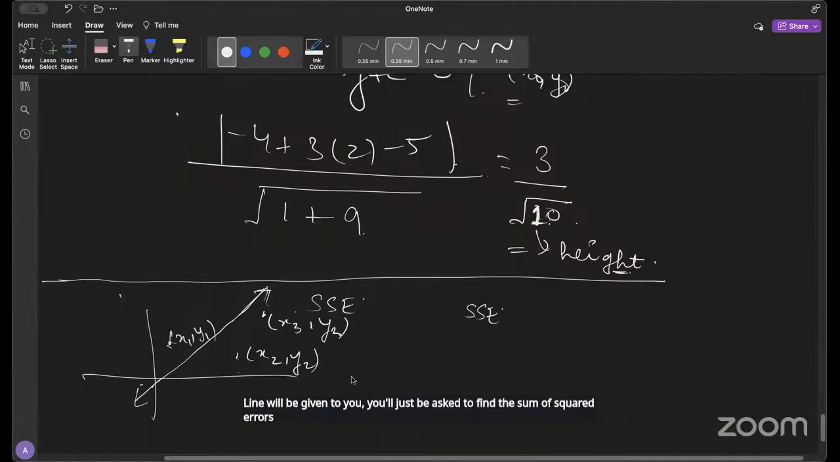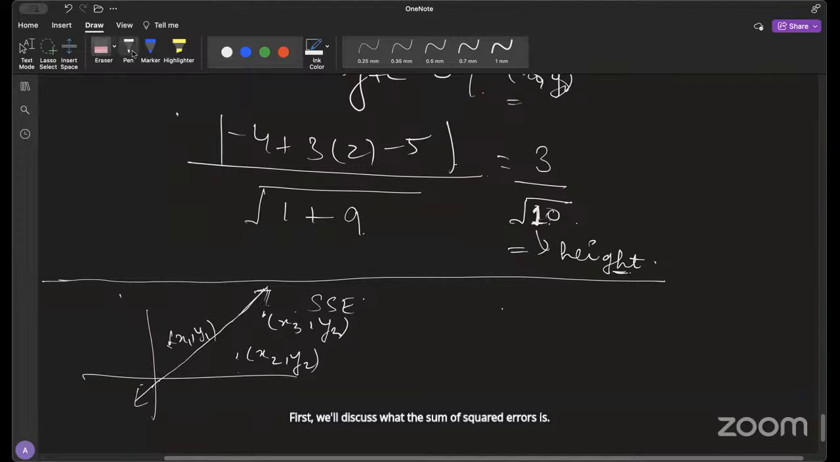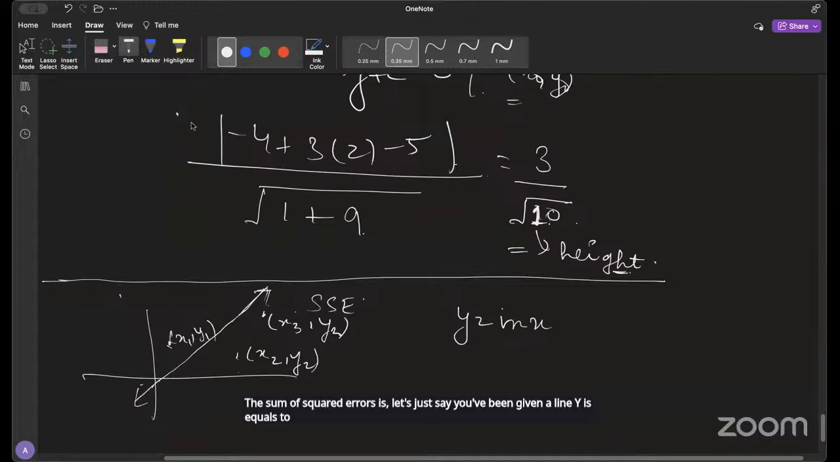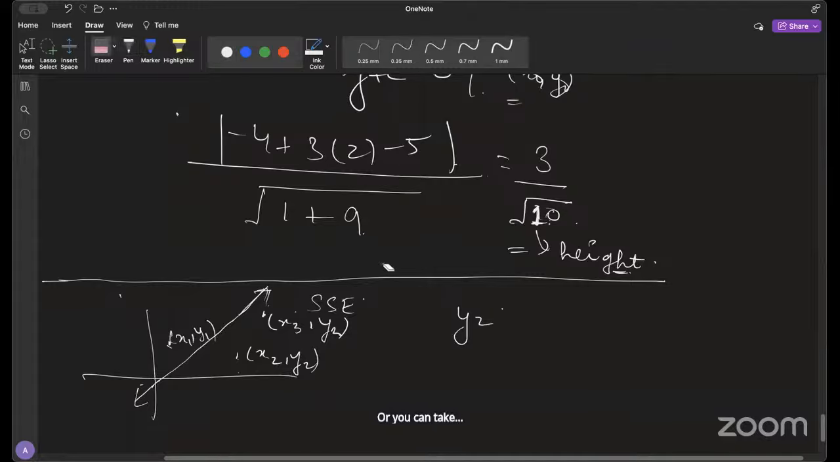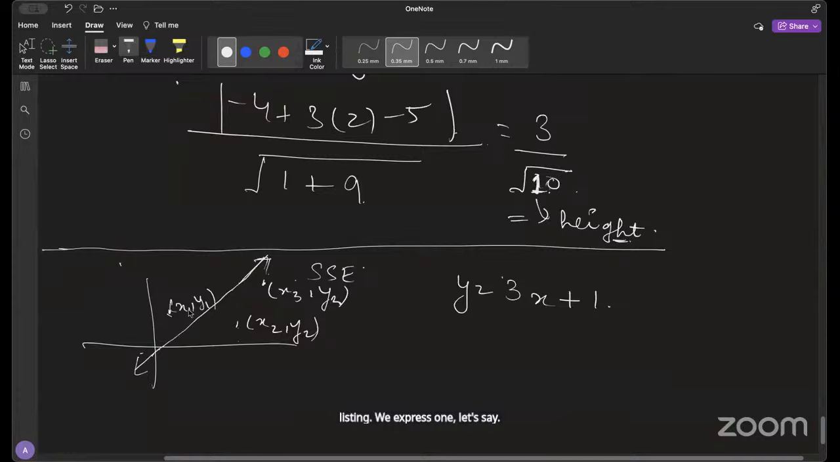First we'll discuss what a sum of squared errors is. Let's say you've been given a line y equals mx plus c. Or, for things to be clearer, let's take px plus 1. First you will substitute x1 here, and then you'll get the value of y. So this is your point x1 here, let's say.